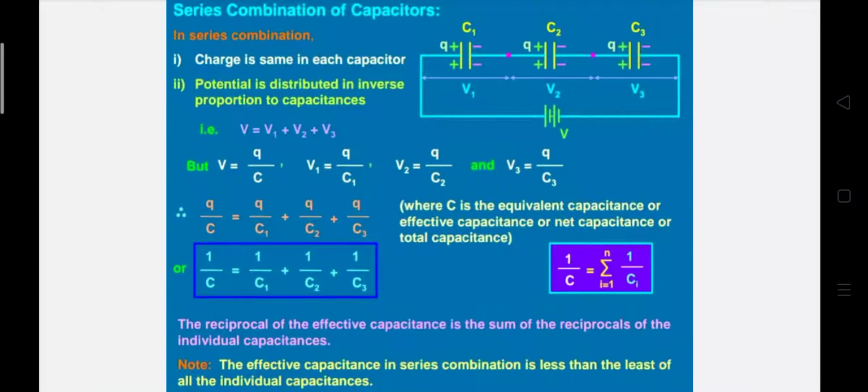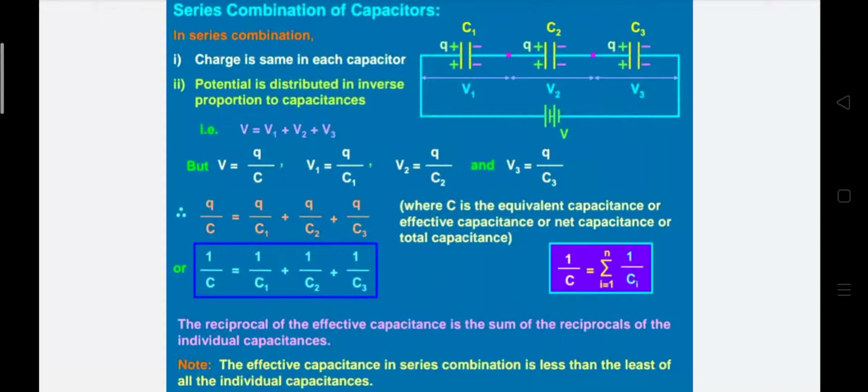In this series combination of capacitors, the first plate of the first capacitor is joined to the electric source. The second plate is joined to the first plate of the second capacitor. The second plate of the second capacitor is joined to the first plate of the third capacitor, and so on. And the last plate is connected to the negative plate of the source. Okay. So as you can see in the diagram, the first plate of the first capacitor C1 is connected to the positive terminal of the battery.